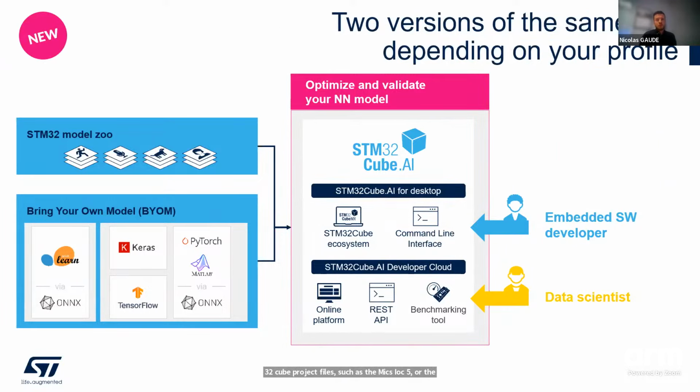Because we are continuously improving our offering and facilitating our users' work, they now have access to two versions of the tool, depending on their profiles and what they are looking to do. On one hand, we have the original desktop version, mainly targeting embedded software developers who are used to the STM32 Cube ecosystem. For them, it's a native integration in this ecosystem because it is a package which is easily downloaded inside the software. It is also available in command line interface to easily script your AI deployment.